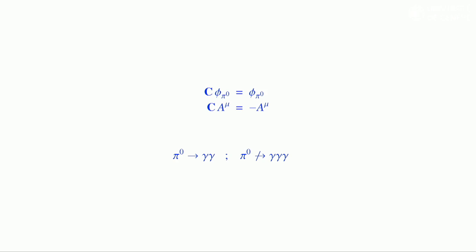Since the photon is generated by moving charges, we change the sign of their electric charge under C. C applied to a mu gives minus a mu. So charge conjugation is another multiplicative quantum number. A system of n photons will have C equal to minus 1 to the power n. For example, pi 0 decay into 2 photons respects the conservation of C, but pi 0 decay into 3 photons is forbidden. Indeed, the branching ratio of this decay is measured to be less than 3.1 times 10 to the minus 8.